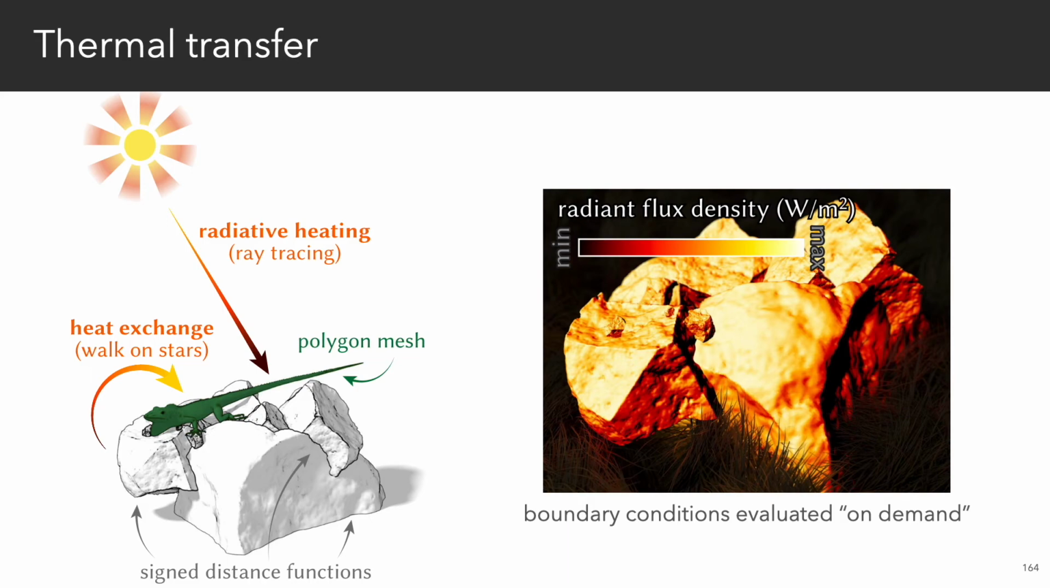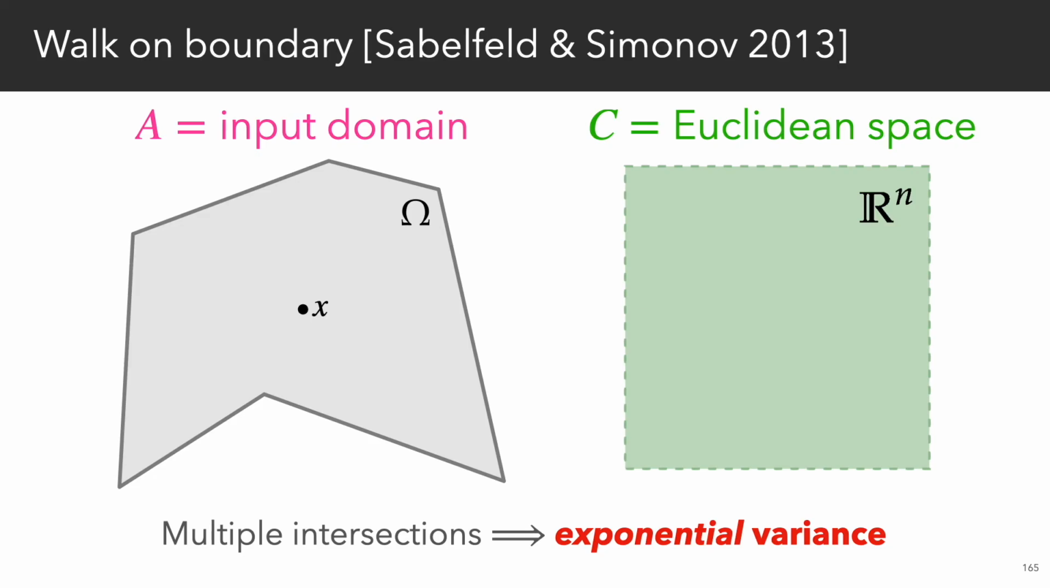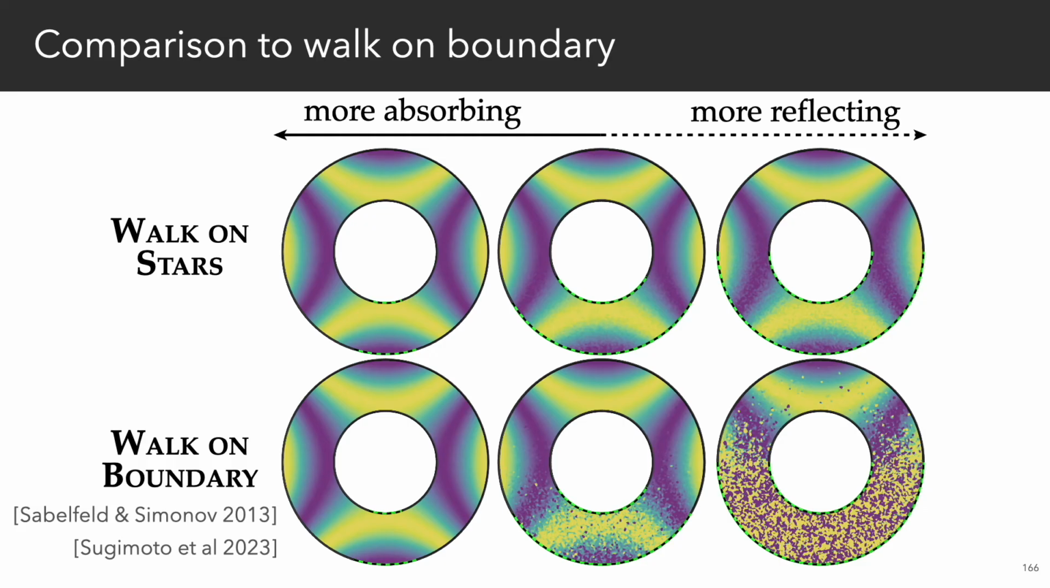So the key takeaway here is that it's not just easy to mix and match different geometric representations with Monte Carlo, but also different algorithms. Finally, compared to other Monte Carlo algorithms like the walk-on-boundary method, where rays intersect the boundary multiple times, we find that walk-on-stars does much better both in terms of variance and bias, especially as the boundary becomes more reflecting.